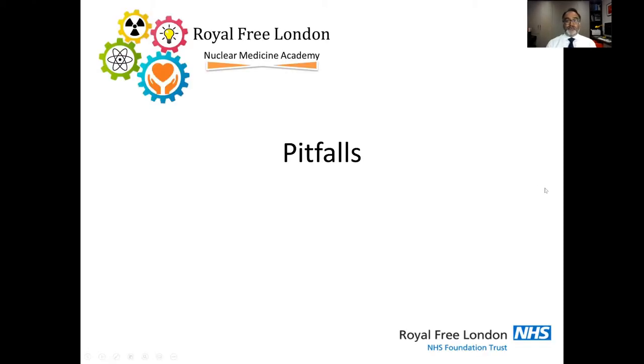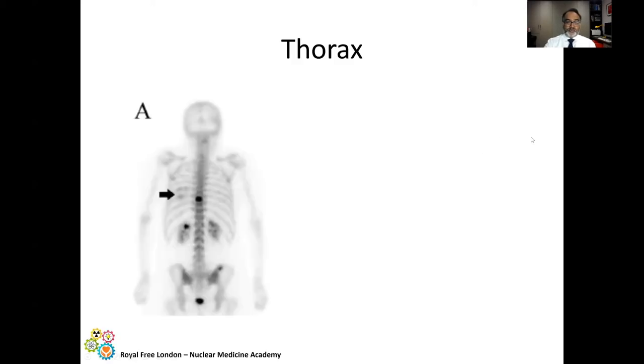Let's talk a little bit about pitfalls now. You've got a patient who you're thinking has metastatic disease. They've got focal uptake here in the thorax and also in the pelvis, but there's this unusual ring-like opacity or density on the left chest wall. Is it photopenic in the middle? Is it slightly increased uptake in those ribs?